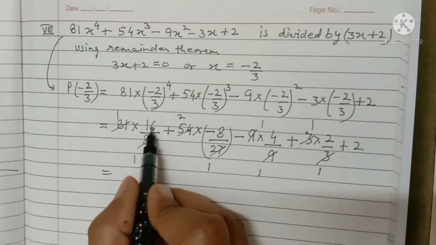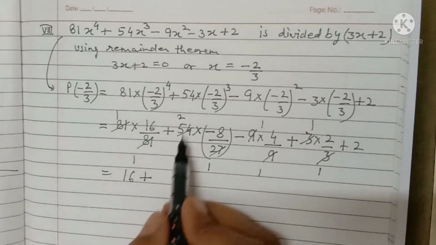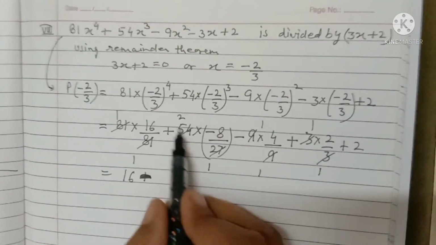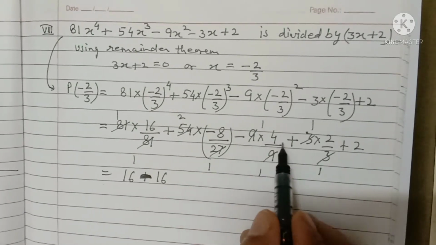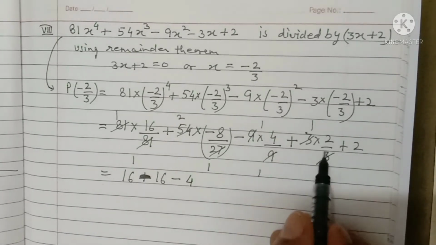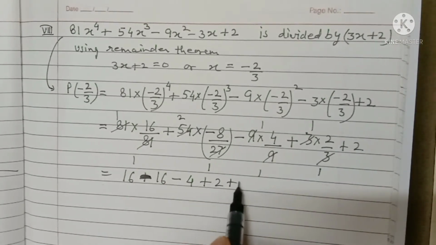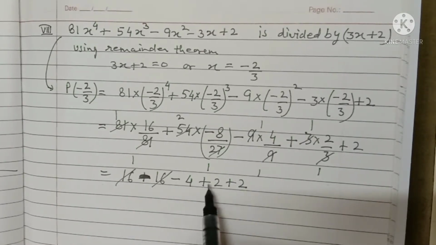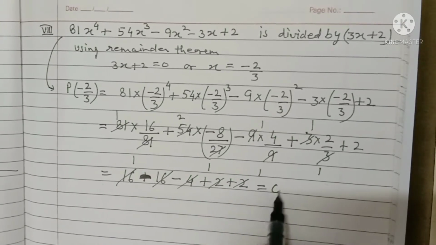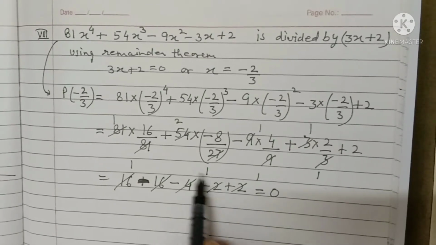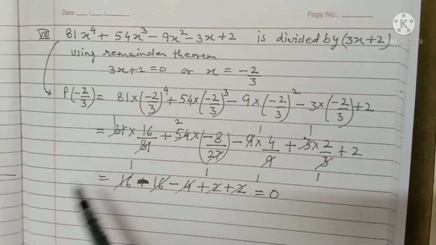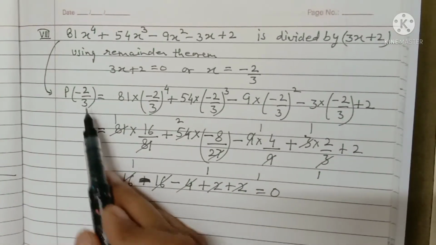Now what you will get: this is 16, plus minus minus, minus 8 2s are 16, and this is minus 4, and here plus 2 plus 2. So this 16 will be cancelled, and the 4 is also cancelled. 2 plus 2 is 4, and minus 4, you will get 0. So in this question the polynomial becomes 0. So this is the root of the polynomial and the remainder is 0.